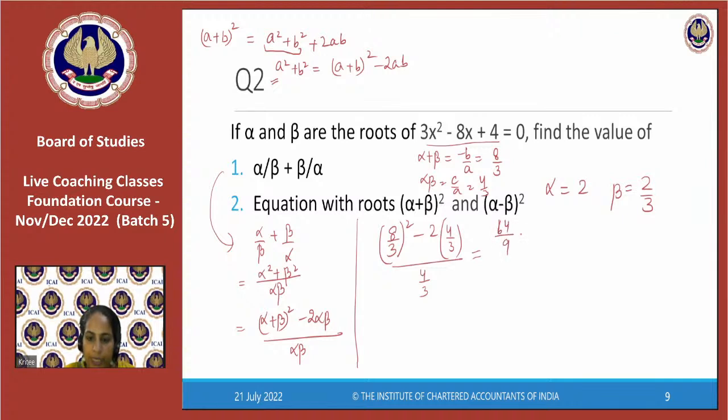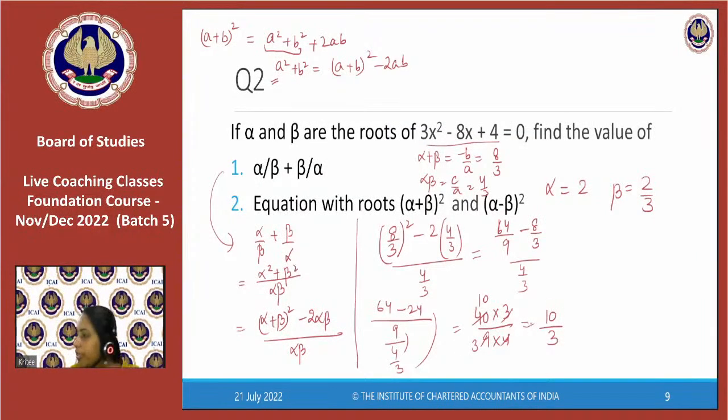64 by 9 minus 8 by 3 whole upon 4 by 3. Take the LCM in the numerator. 64 minus 3 8s are 24 upon 9 upon 4 by 3. So 40 into 3 by 9 into 4. And a lot of you had already given me the absolutely correct answer, which is 10 by 3 for the first part. So 10 by 3 is the answer for the first part.